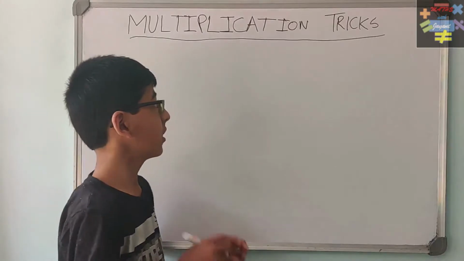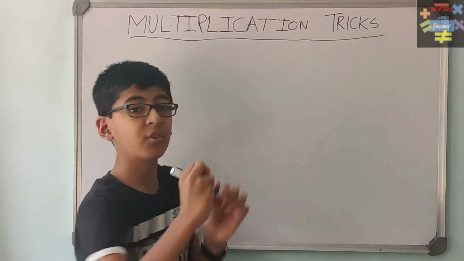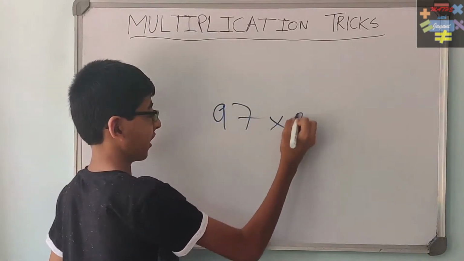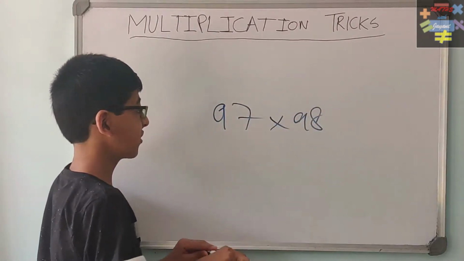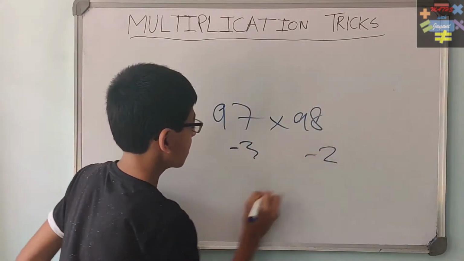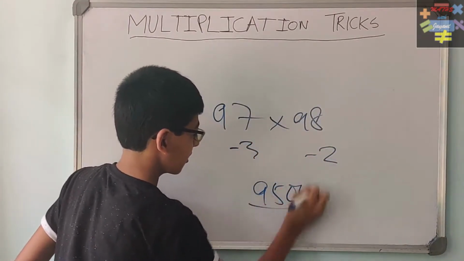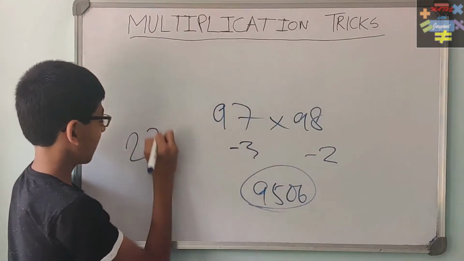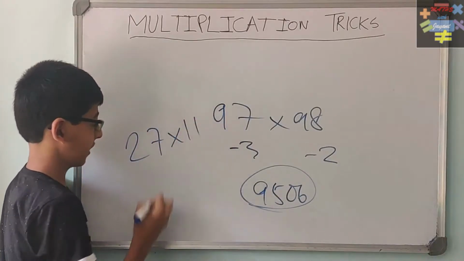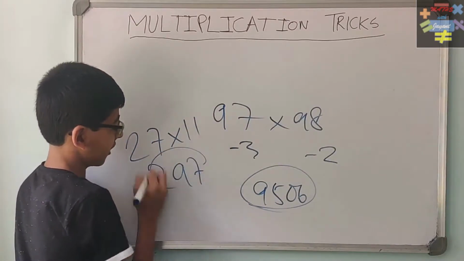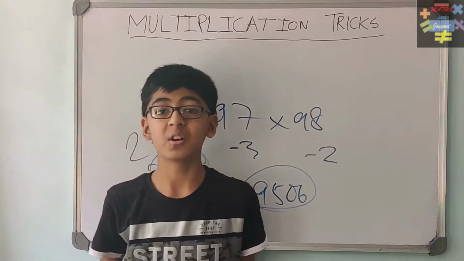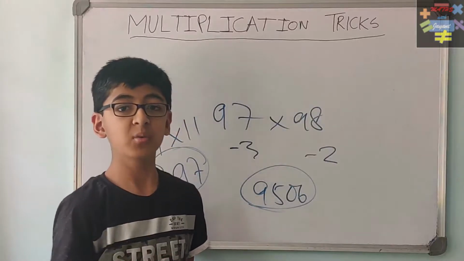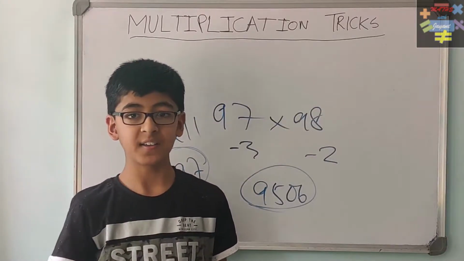Today we are going to learn about multiplication tricks for fast calculation. Suppose we have a question 97 into 98. How much time will this take? 1 second, 2 seconds. You are going to get the answer so fast. But suppose we have a question 27 into 11. 1 second. Yeah, just 1 second. So, to learn cool tricks with me, be with me till the end of the video. And now, let us get started with today's topic.